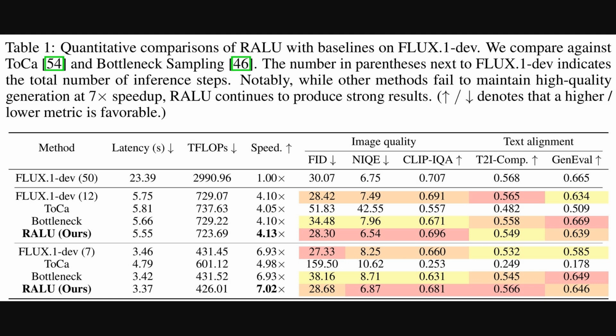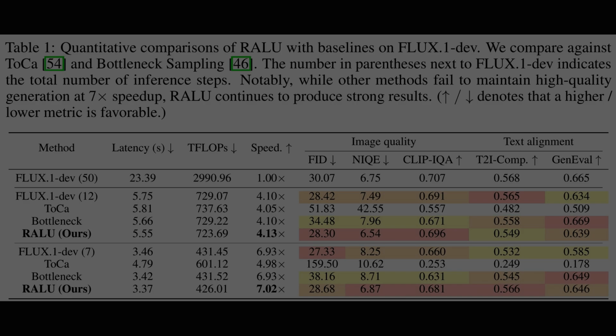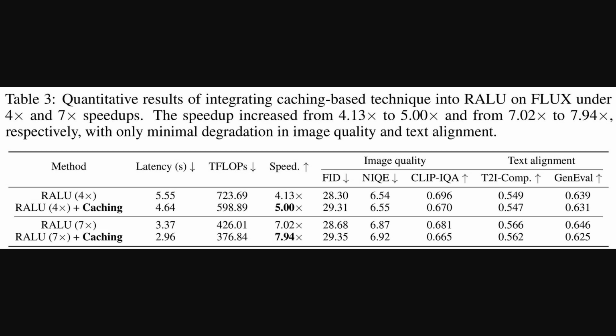And this next table shows the results for that other big model, Flux.1dev. Here we see a direct comparison at both a 4 times and a much more demanding 7 times speedup. At 7 times the speed, the difference is just massive. The competing methods really struggle, with one getting a Fréchet inception distance score over 150, which is very poor. But the new method, Region-Adaptive Latent Upsampling, keeps its score at a strong 28.68. It also maintains great text alignment, which measures how well the image matches the prompt, while the others completely fall apart.